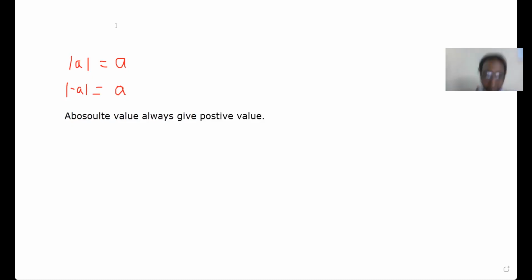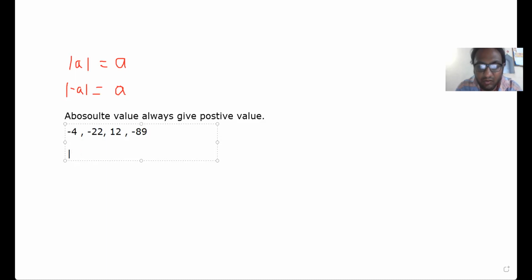Suppose the question is given. I'll write a few values and you want to write the absolute value of the following. You have to find the absolute value of -4, -22, 12, or -89. So how do you find the absolute value? Once you want the absolute value, you have to write this symbol.